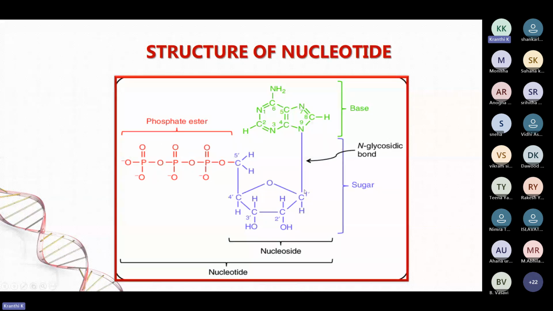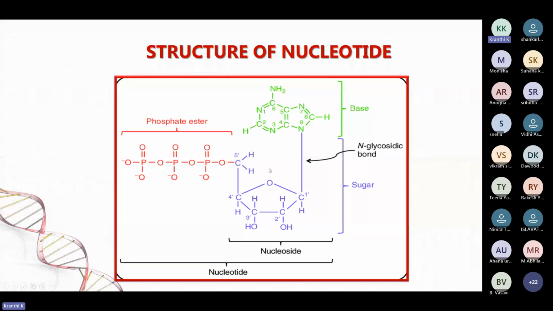Okay, N-glycosidic bond. Clear? And one more thing here, this is a phosphate, right? This is a phosphate group. But sometimes this nucleoside, okay, what is the nucleoside here? The base and sugar, right? The nitrogen base and the sugar, these two are considered as nucleoside, right?